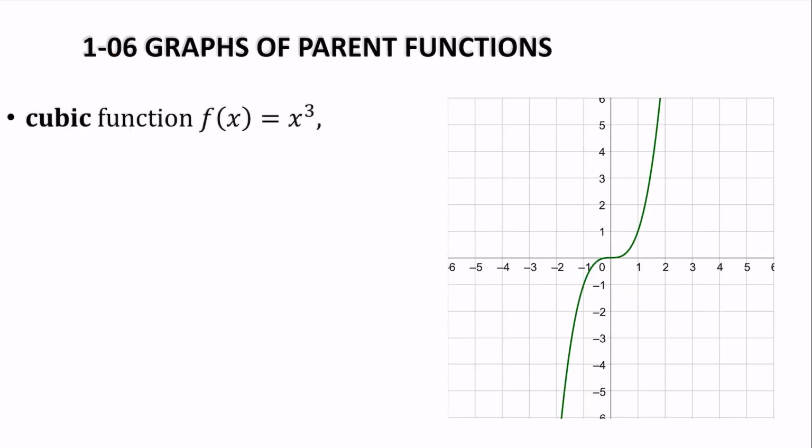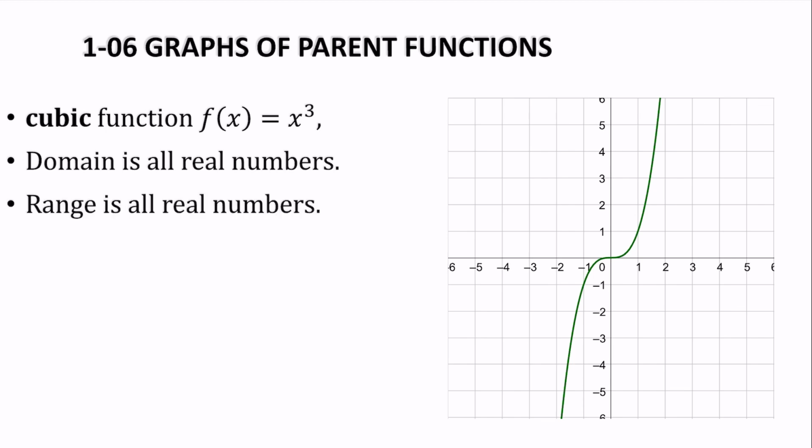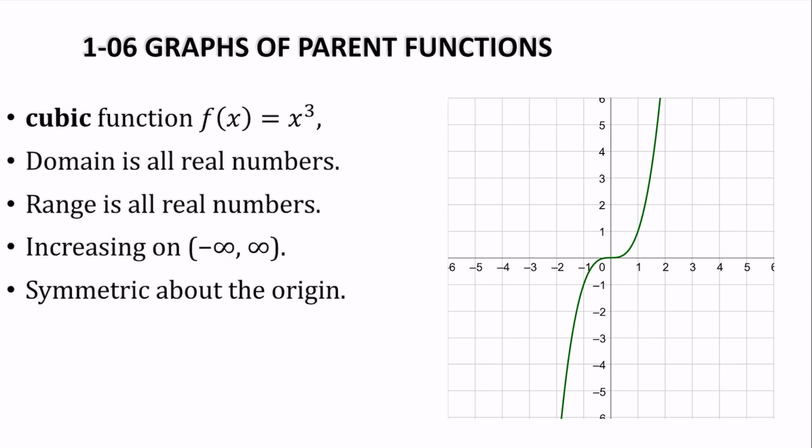Then we have the cubic function, f of x equals x cubed. It will continue going off left and right, so the domain is all real numbers. You can fill in any number for the x and get a number for y. It goes all the way top to bottom, so the range is also all real numbers. It is always increasing and is symmetric about the origin. It means if you rotate it 180 degrees, it'll look the same.